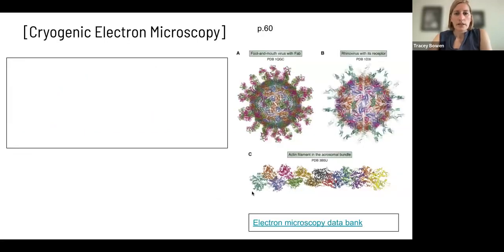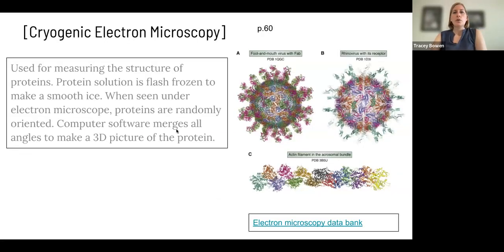Cryogenic electron microscopy is another strategy for seeing images of, in this case, proteins. So protein solutions are flash frozen to make a smooth ice. And then when they're seen under an electron microscope, the proteins are randomly oriented, but computer software merges all the angles to make a 3D picture of that protein.